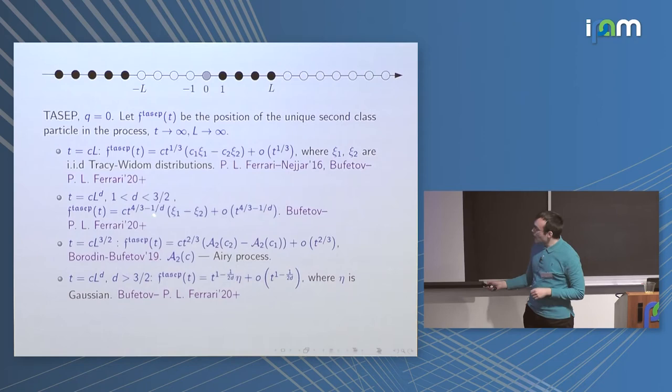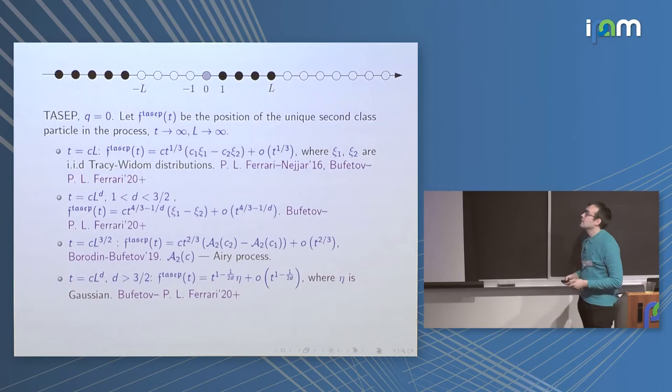So when d is 1, it's 1/3. When d is 3 over 2, then this is 2/3. And this is more or less a linear interpolation between these two points.